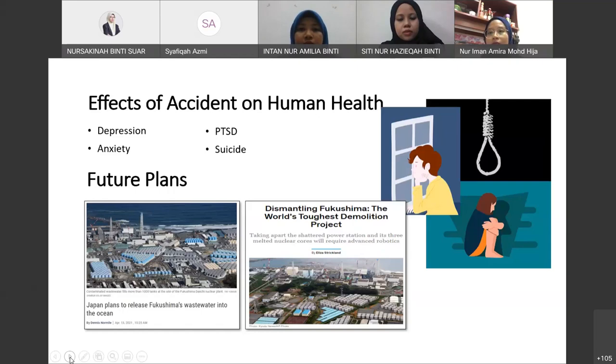By using this system, 62 kinds of radionuclides are filtered out, leaving only tritium. This tritium cannot be filtered out by the system. So they plan to dilute the tritium by releasing it into the ocean. But it is safe because tritium has low energy. Tritium emits low energy beta particles. And also in the future, Japan is planning to dismantle the Fukushima plant forever.